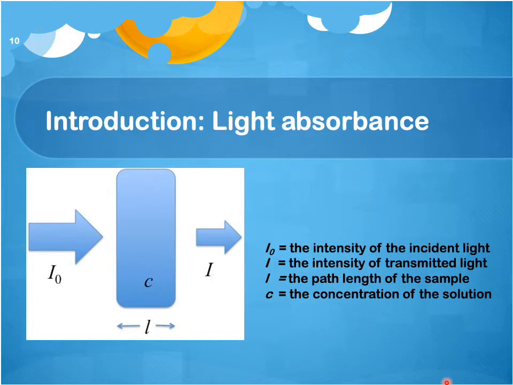The amount of light that is absorbed by a solute can be measured in terms of absorbance, which is represented by A. Or it is called optical density or OD, as indicated by this equation, where absorbance A equals log of I0 over I.